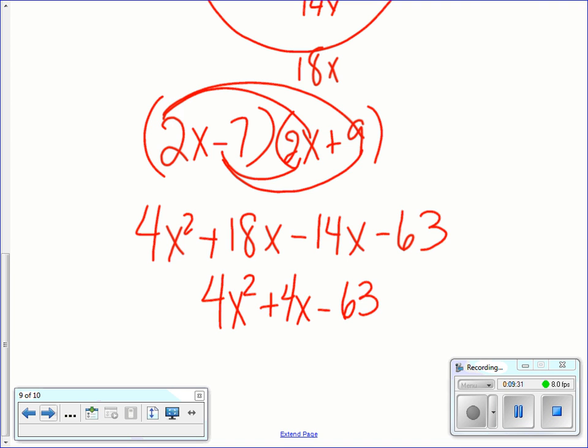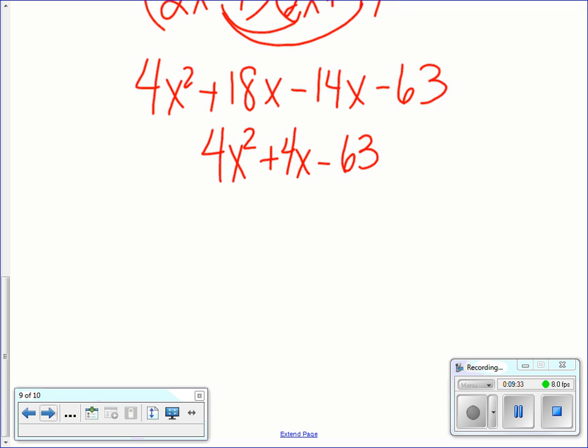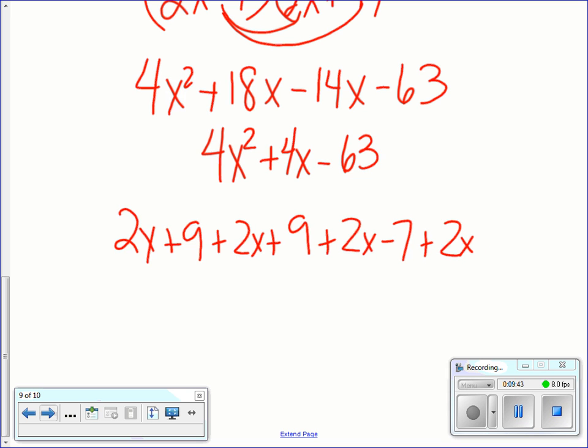Okay, so now we have our two factors. It wants to know the perimeter. So 2x plus 9 plus 2x plus 9 plus 2x minus 7 plus 2x minus 7. And that gets me 8x plus 4. And that's the answer.